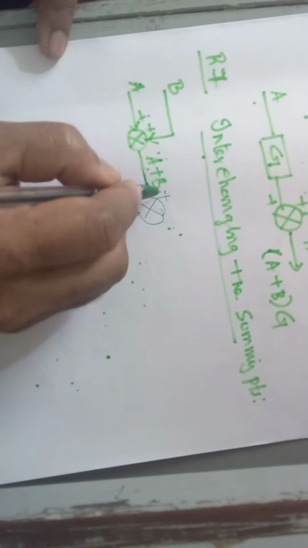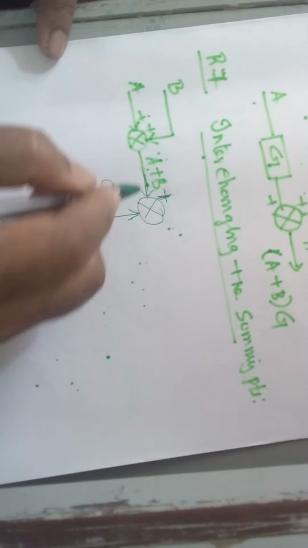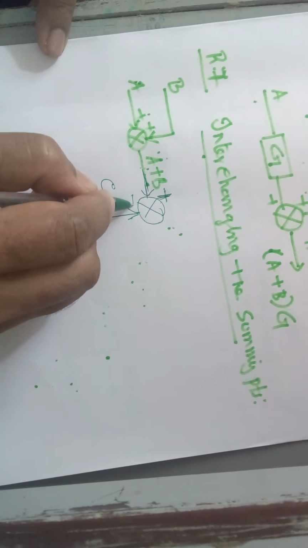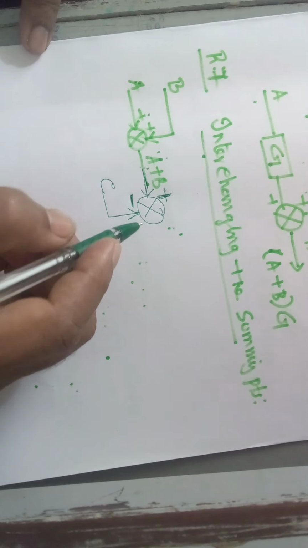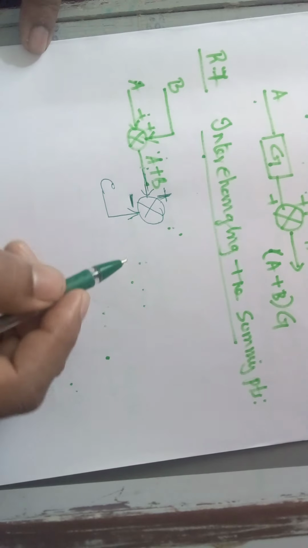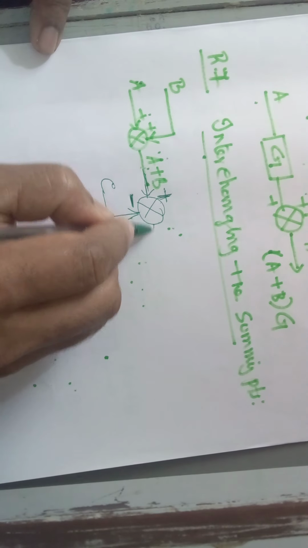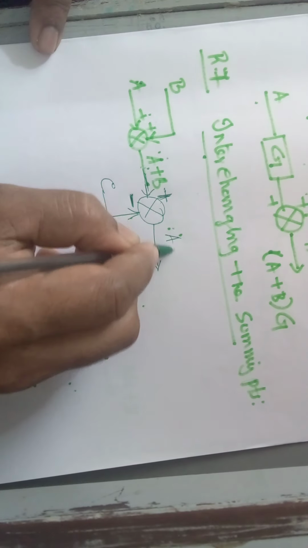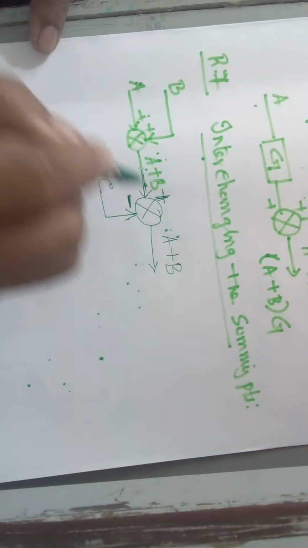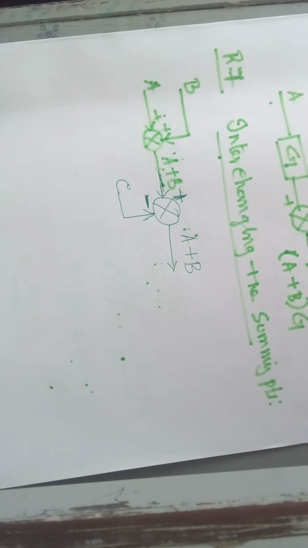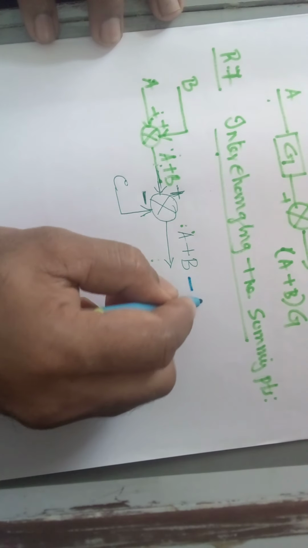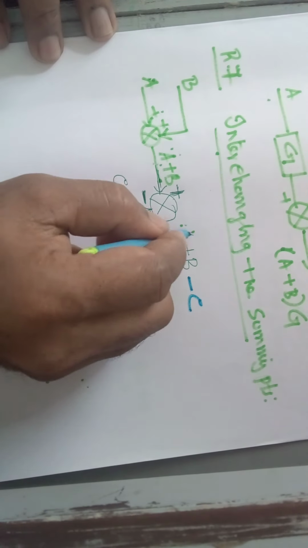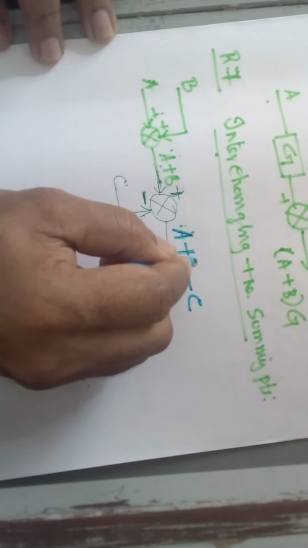So now here this signal is added, A plus B is added, and this C is subtracted. You see this equation, whether it may be subtraction or addition, whatever it may be. If it is a subtraction, then the output will be equal to A plus B minus C.